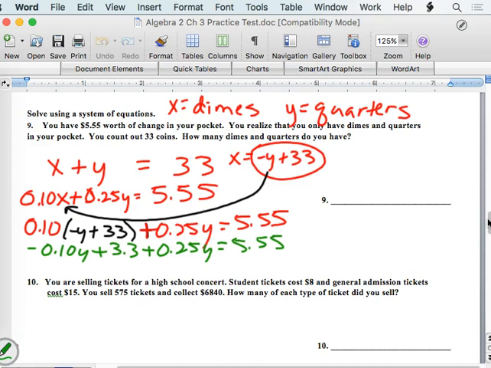Well, then what would you do? Combine like terms. All right, so we've got a negative dime y and a positive quarter y, so that's going to be 0.15y plus 3.3 equals 5.55. Then what would you do? Yeah, take 3.3 away. So 5.55 minus 3.3. Well, we probably would do that. I don't know. Are you guys punching everything in? Some people may be doing it in their noggin and others punching that in, getting our 2.25.